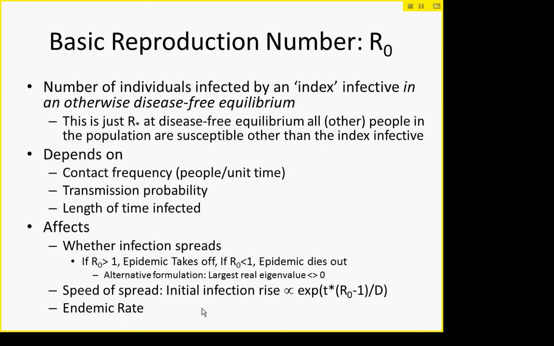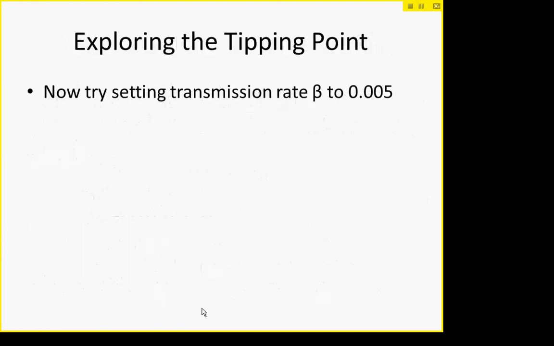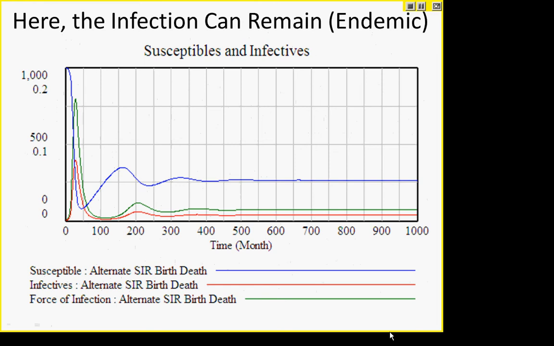It turns out that it's also related to the endemic rate. How many people stay infected in this endemic equilibrium here, the fraction of the population that remains infected. Okay.